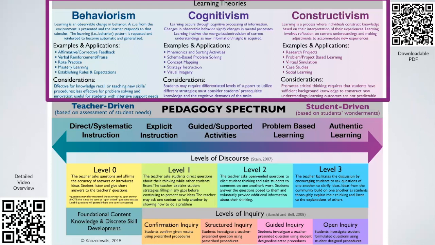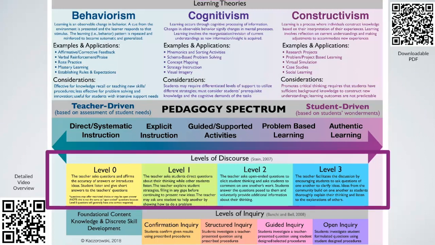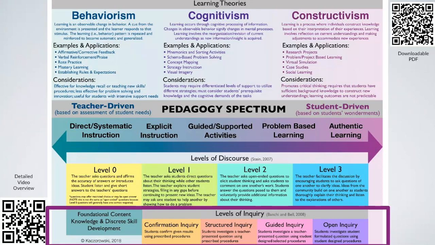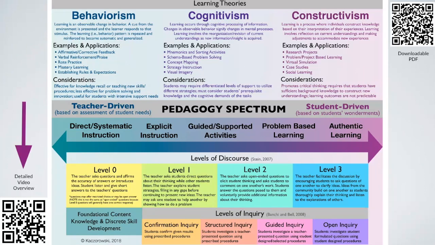On the pedagogy spectrum document, you'll see I align the pedagogy with some of the underlying learning theories that influence those methods. I also align the methods with Stein's levels of discourse that you might expect from students while using those methods. I also align them with Bennett and Bell's levels of inquiry. These are the levels of inquiry you might expect when you use certain methods. For a more detailed explanation of this document, you can review my video overview, which I've linked through the QR code in the bottom left corner.